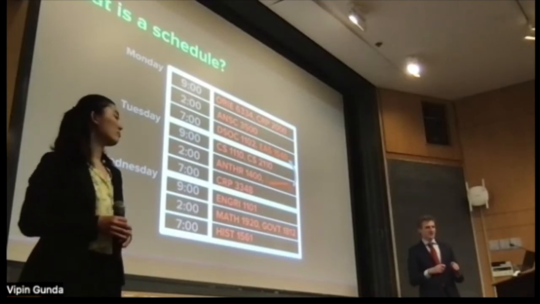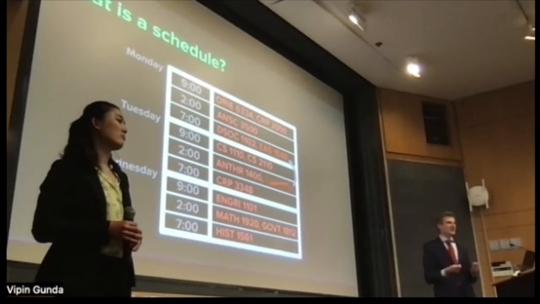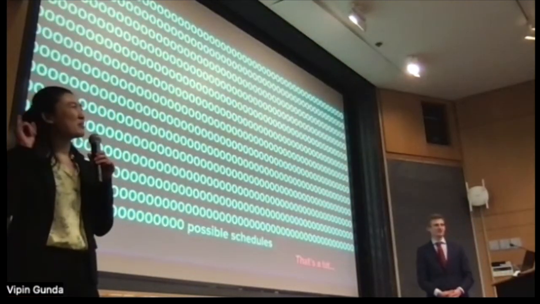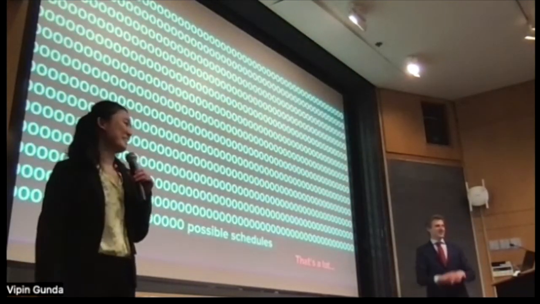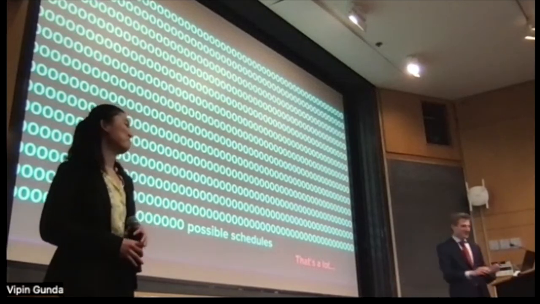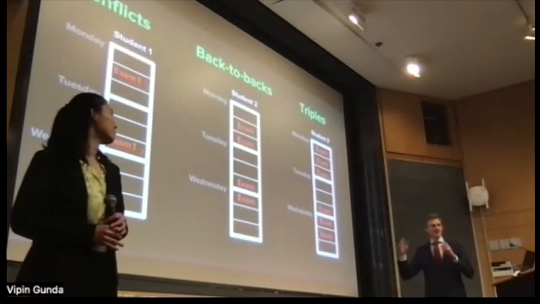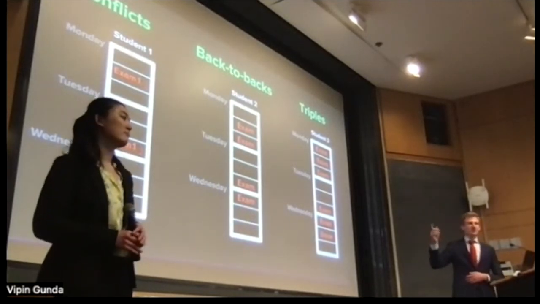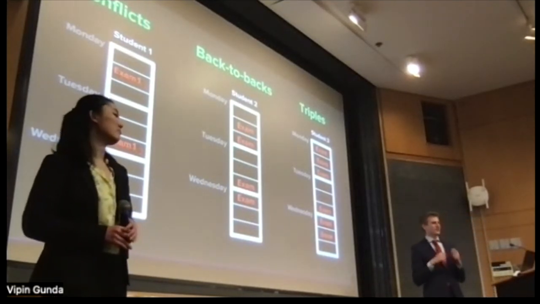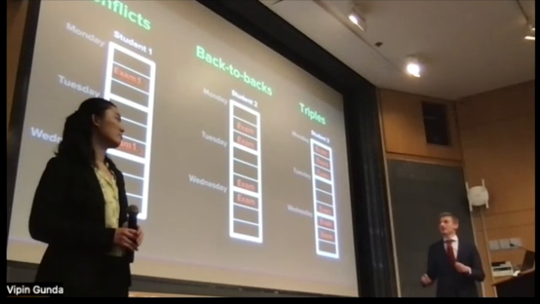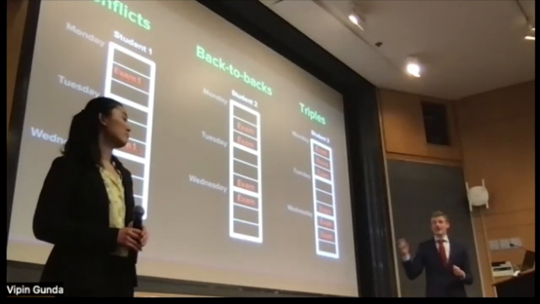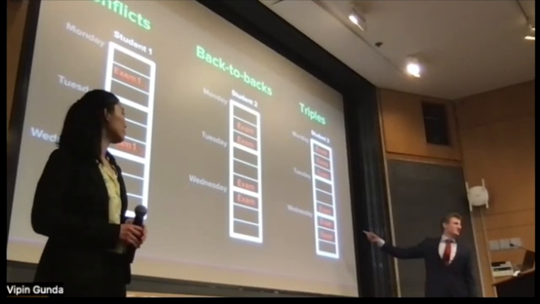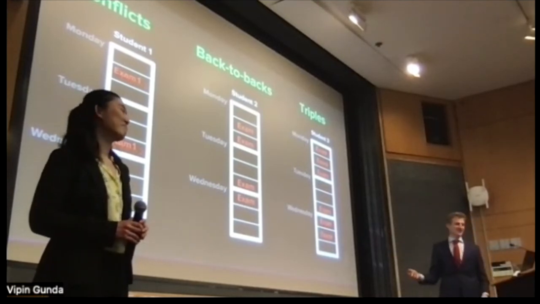So in order to get a sense of the difficulty of this task, we ask ourselves, how many different schedules do we have to choose from? There are more than 14 and a bit over 700 possible schedules. That's a lot. So how do we define a good schedule? These are not all, but definitely the main metrics that we look at. First of all, we don't want conflicts. That means a student has multiple exams in the same time slot. We also don't want back-to-backs. That means a student has 2 exams in 2 consecutive slots. And we especially want to avoid the poor students who have 3 exams in a row.